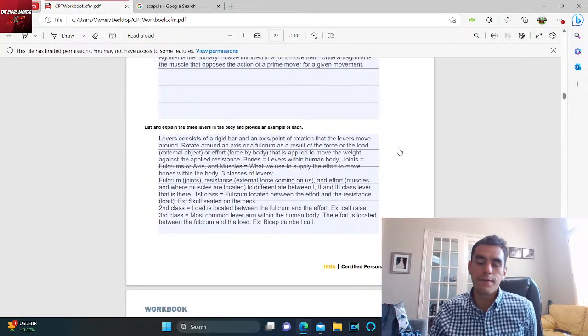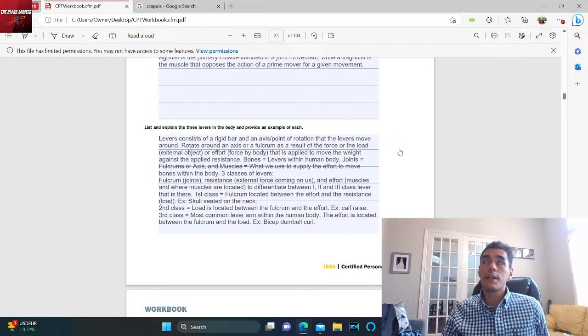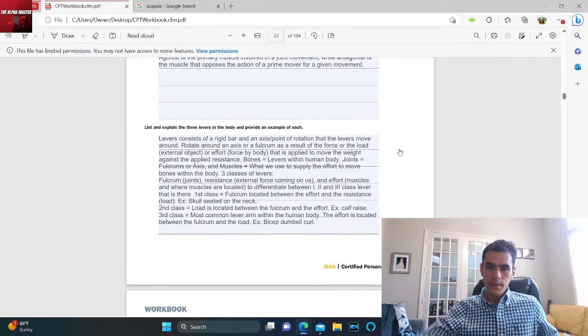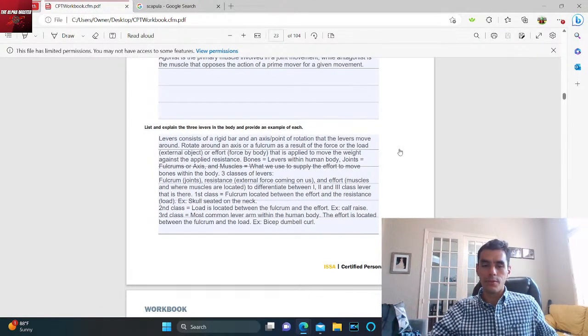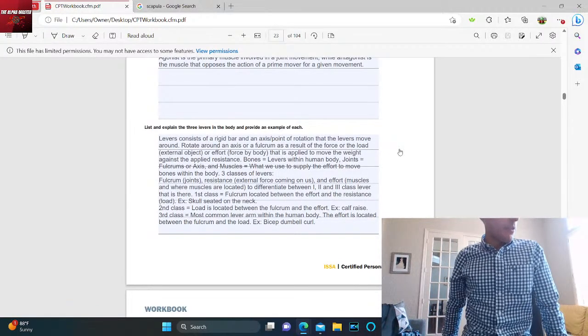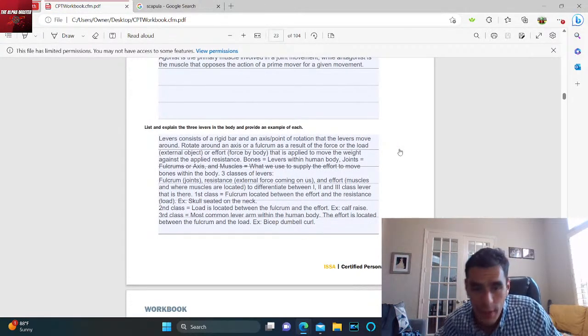And the third class lever is going to be the most common lever arm within the human body, where the effort is located between the fulcrum and the load. The effort, or the muscle, is located between the fulcrum and the load.